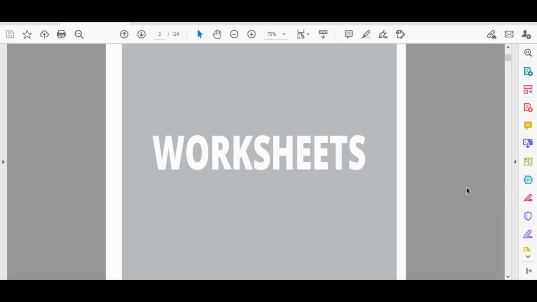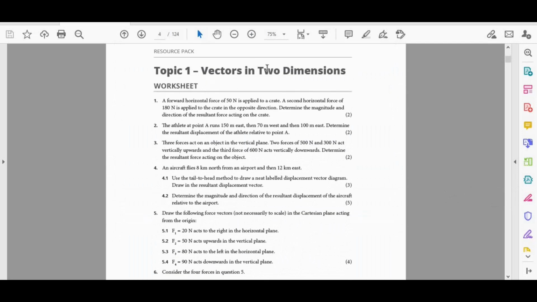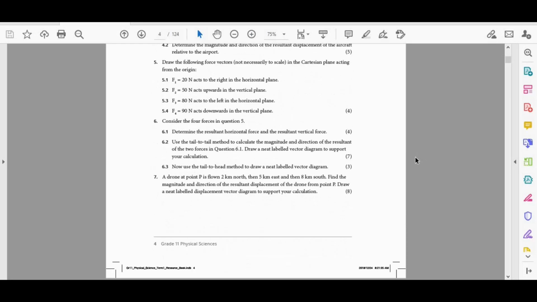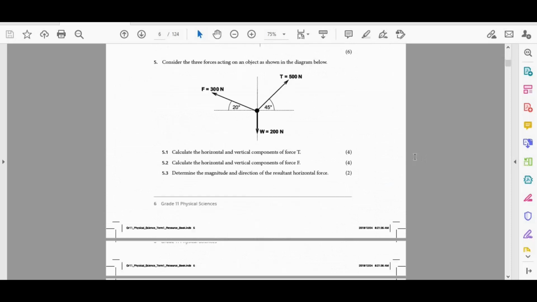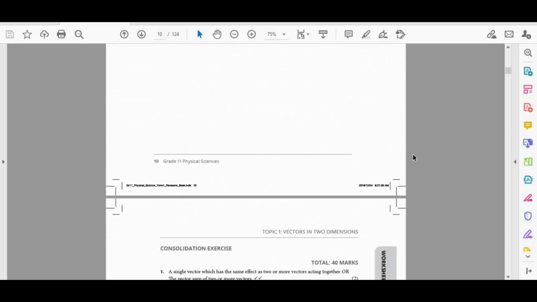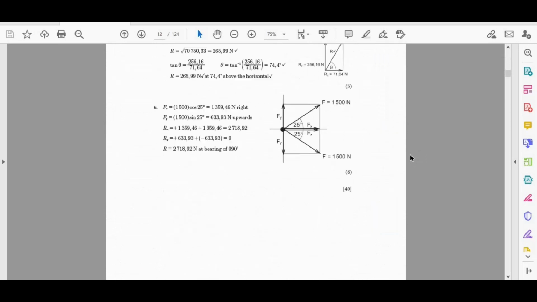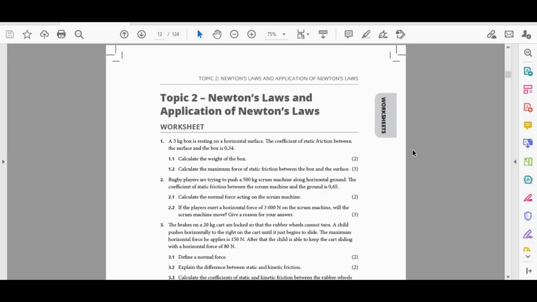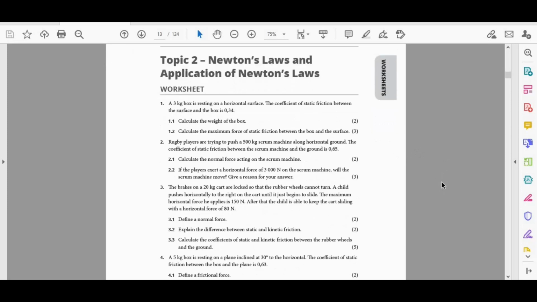Okay, so the first worksheet, grade 11s, we're going to have a look at. We're going to skip topic 1, which is vectors in 2 dimensions. We're not going to skip it, but we're just going to bypass it for now, because topic 2 is our main exercise, where most of the grade 11 question that I showed you in the exam last week is not really focused on vectors in 2 dimensions, but rather focused on Newton's laws as well as the application. Okay, that is a big deal. You are tested, or will be tested, a lot on the application of the law. Okay, how well you apply it.